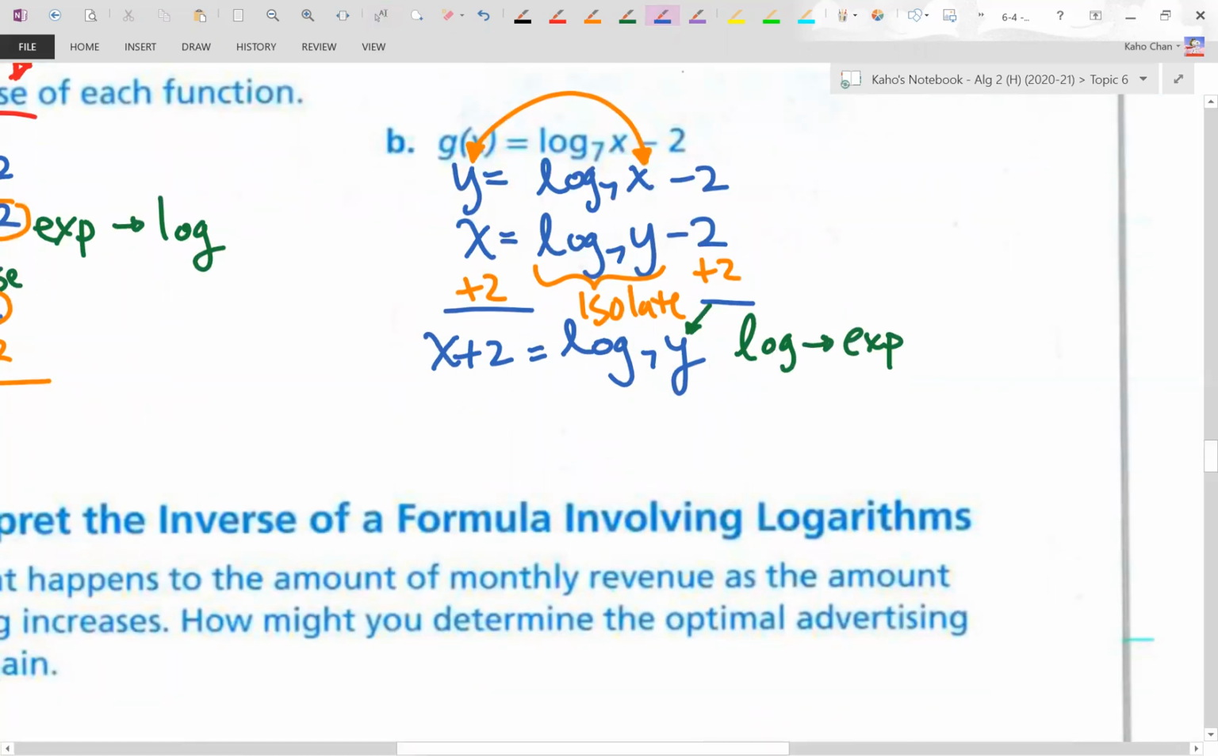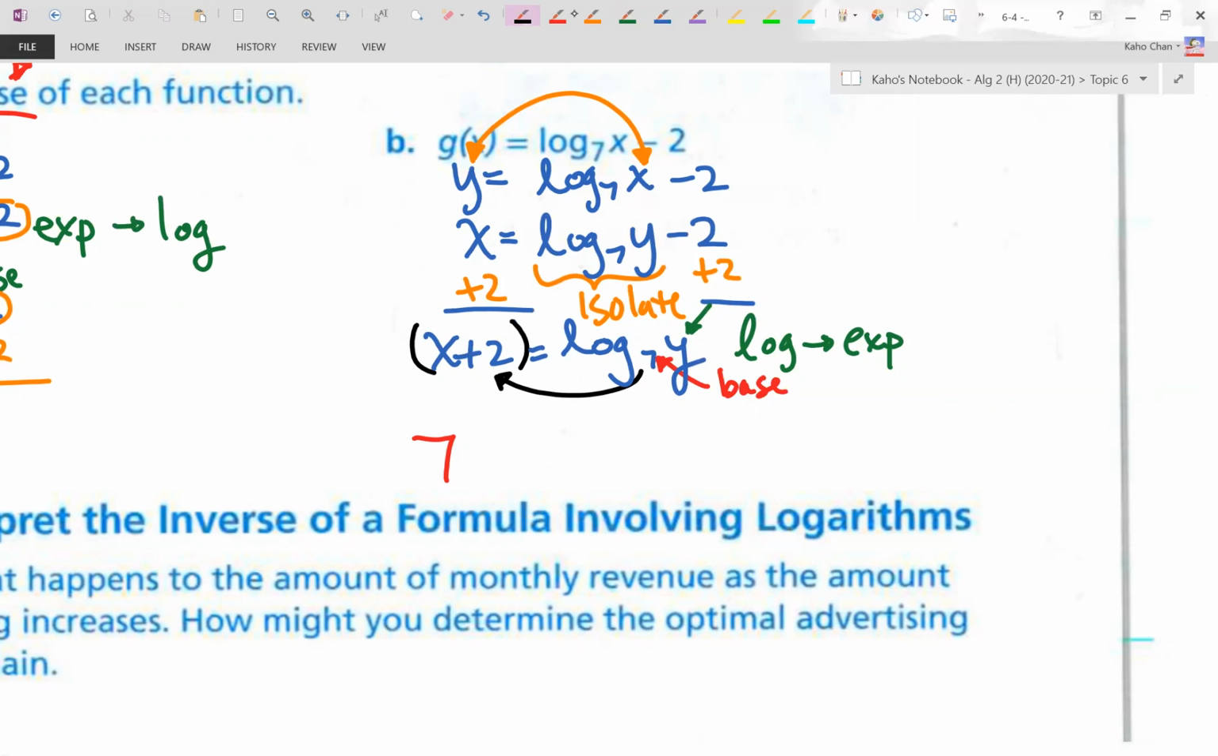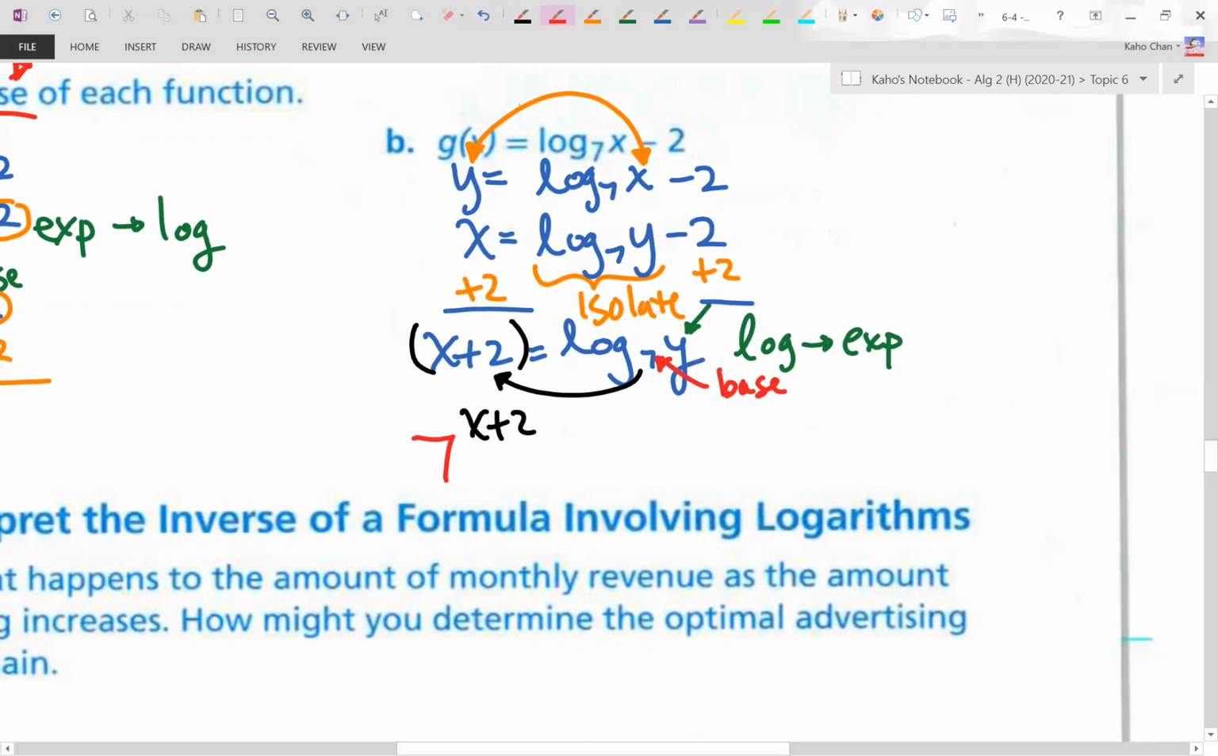Base is 7. Nice. So let's write that down. 7. The power's on the other side. The other side's the whole thing. X plus 2. Crazy? Yeah. And boomerangs come back to the argument. In this case, y. Ladies and gentlemen, there's your answer. 7 to the x plus 2. You're done.